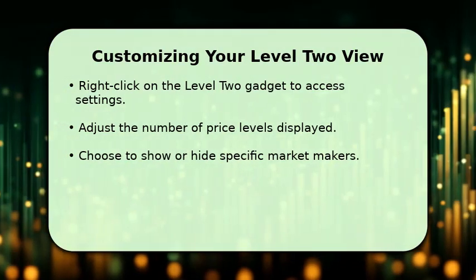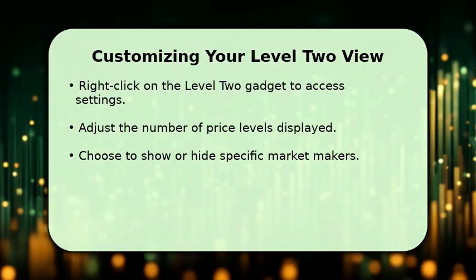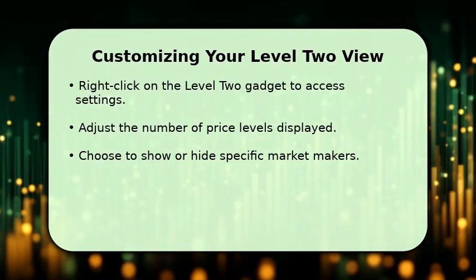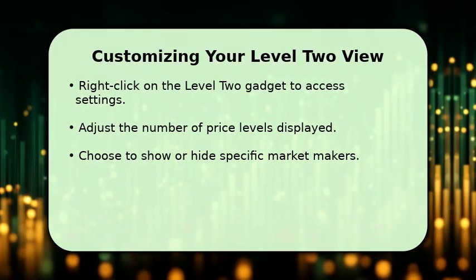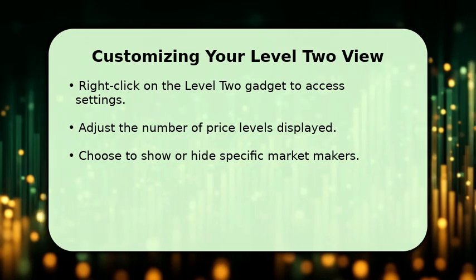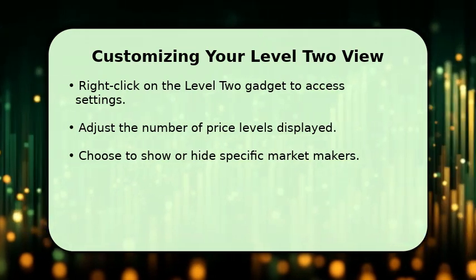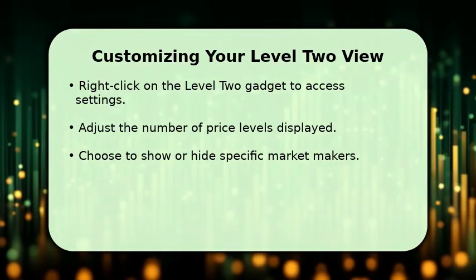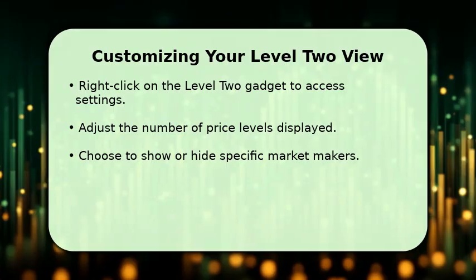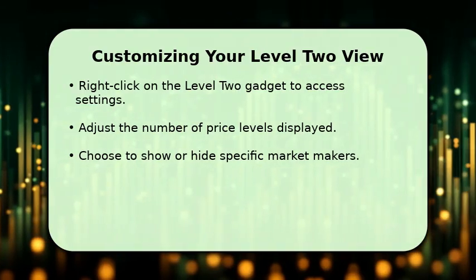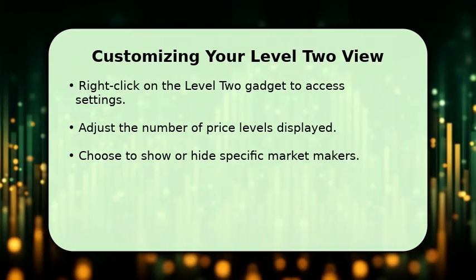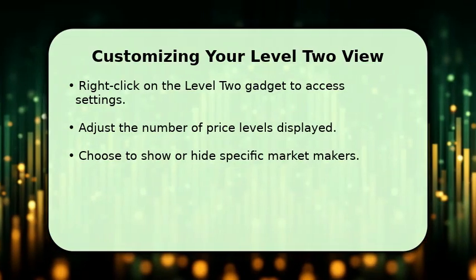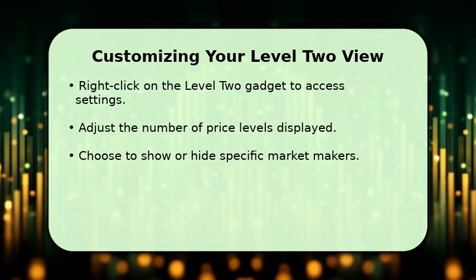Once the Level 2 gadget is added, you can personalize its appearance to suit your trading style. Right-click on the gadget to open its settings. Here, you can adjust how many price levels you want to see, perhaps 10 or 20 levels deep. You can also choose to display or hide specific market makers and even change the color scheme and fonts for better readability and a more comfortable viewing experience.